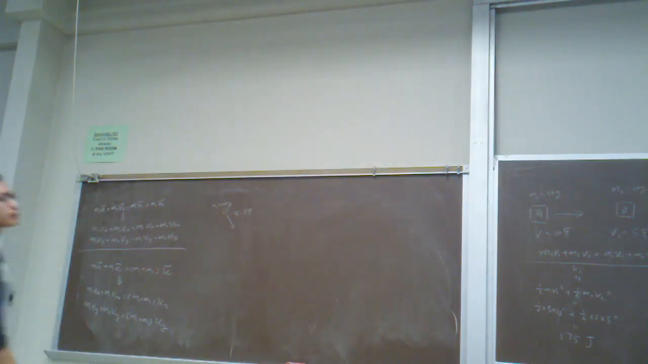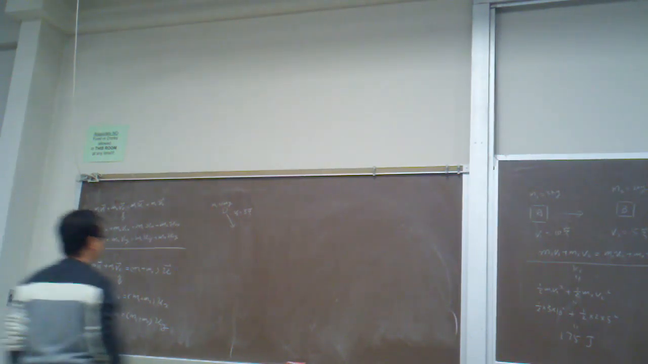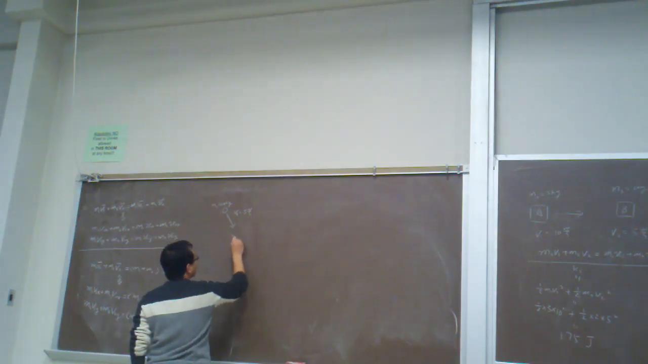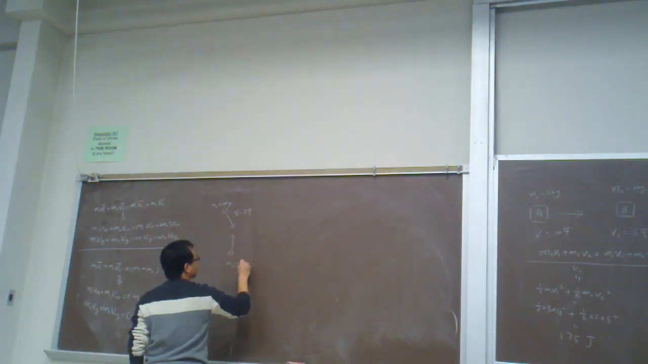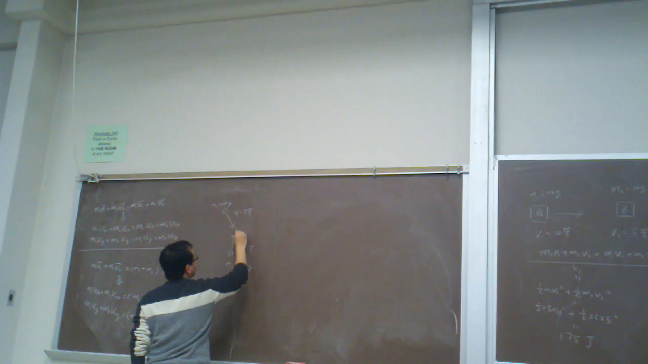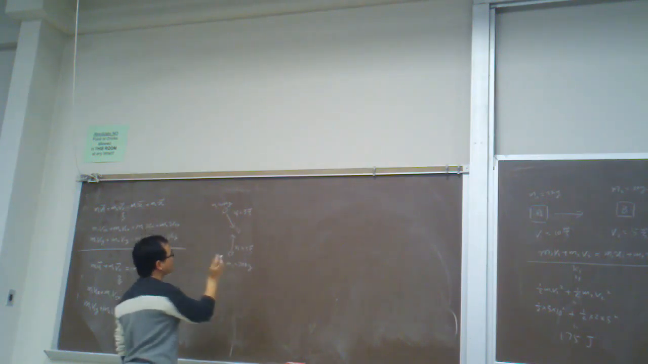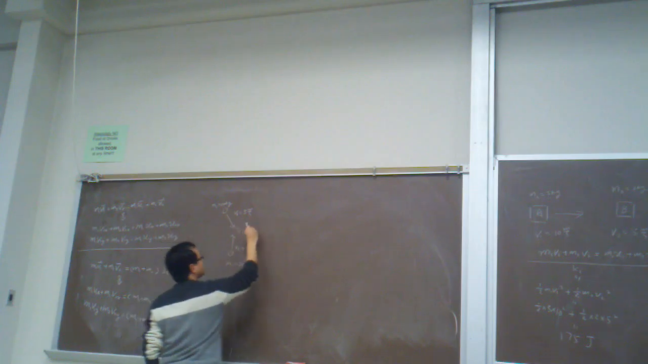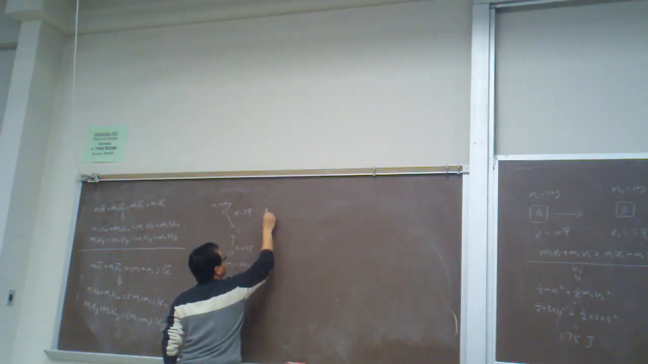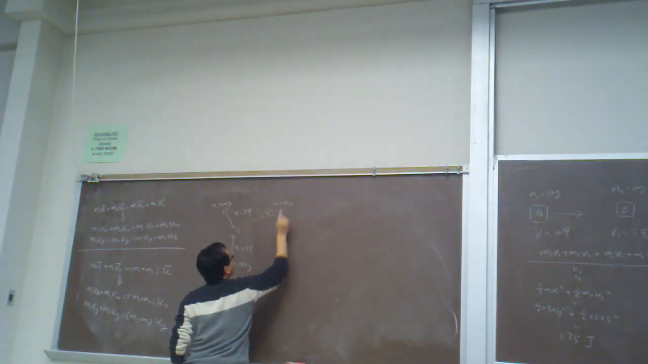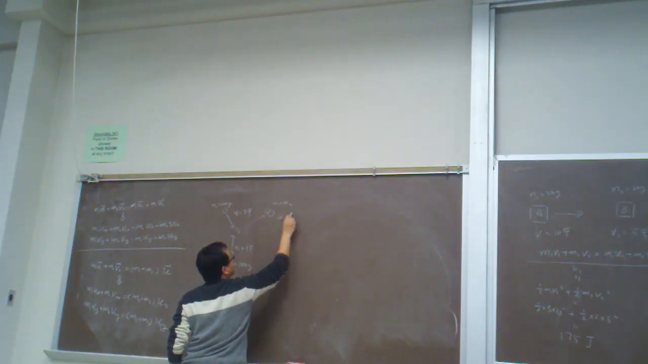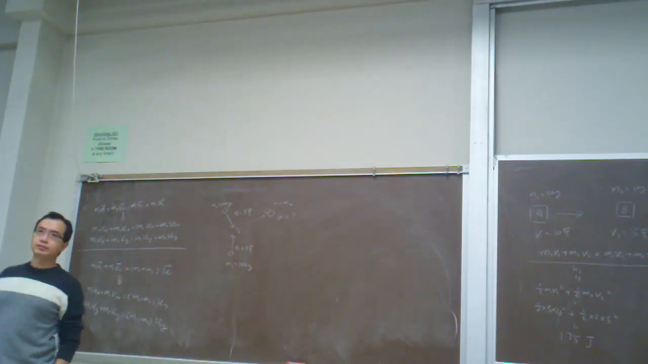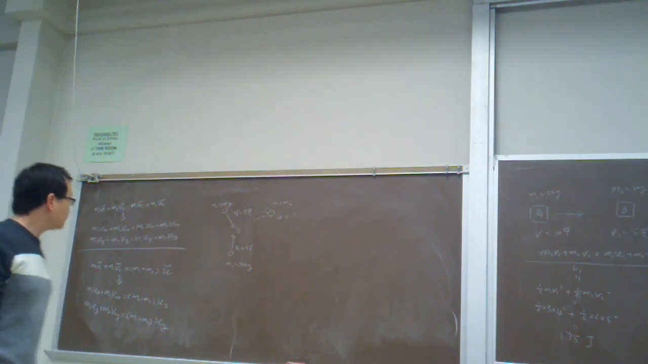Another one, 20 kg, 5 meters per second velocity to the north direction. Okay, after collision, they stick together, so they will be along some direction like this. Okay. We want to find the final velocity u. Okay?